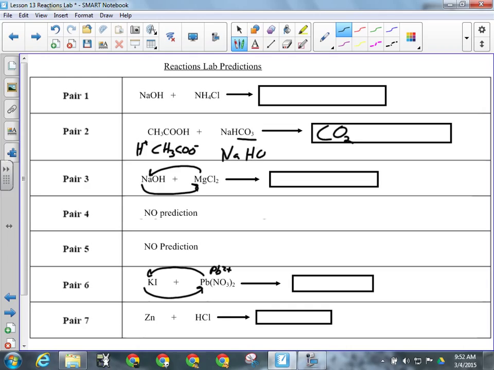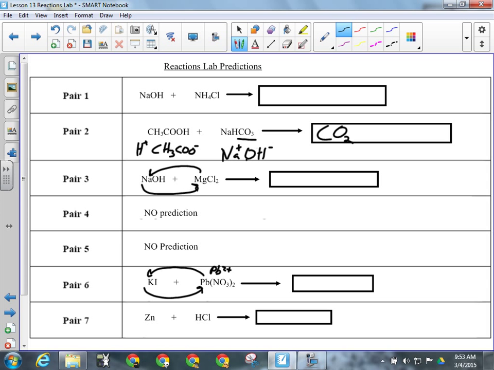So what we've got to figure out now is who ends up with who. Think about what's positively charged and what's negatively charged here, and see if you can figure out who might end up with who now as a replacement reaction that we've accounted for the carbon dioxide. Everybody with me? Maybe if I write it this way, it might make a little bit more sense.